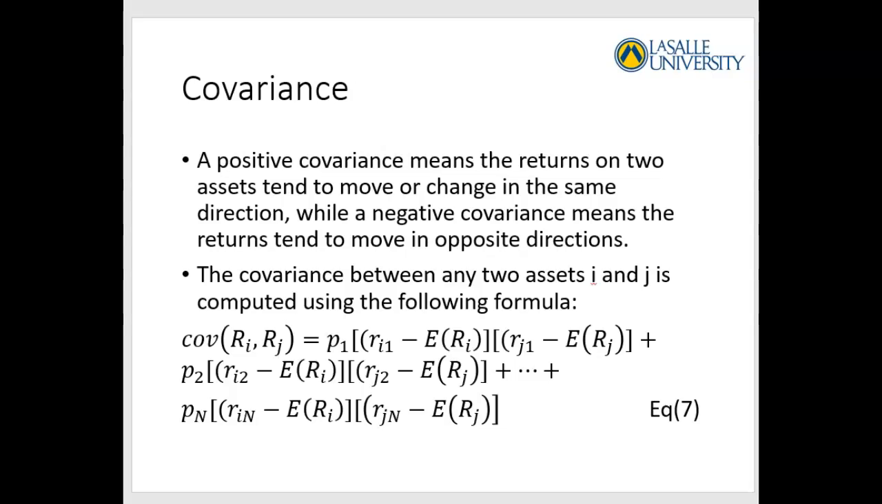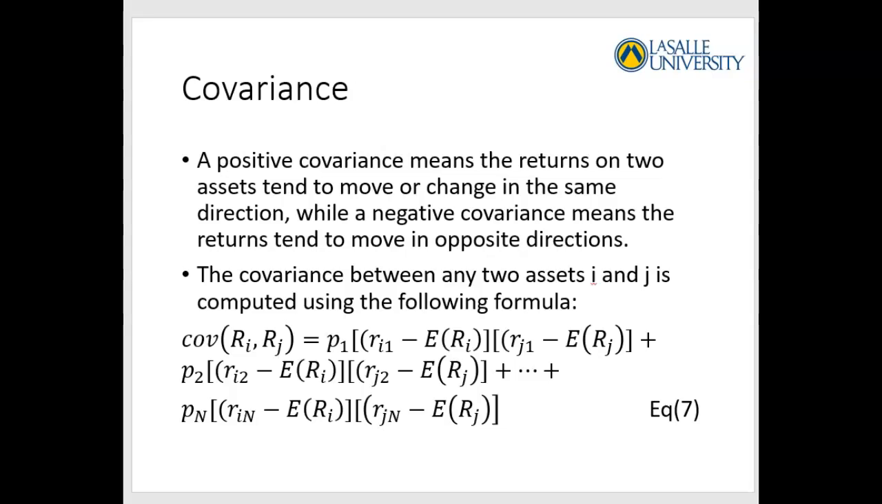Covariance is not expressed in any particular unit, such as a dollar sign or percentages. Positive covariance means that the returns on the two assets tend to move together or change in the same direction, while negative covariances mean that returns tend to move in opposite directions.